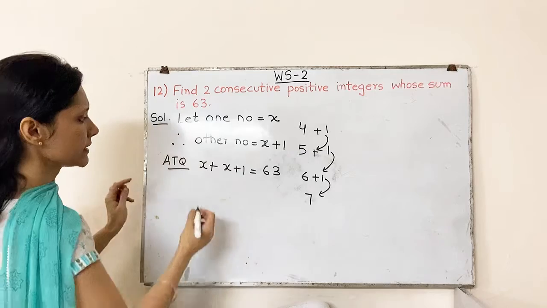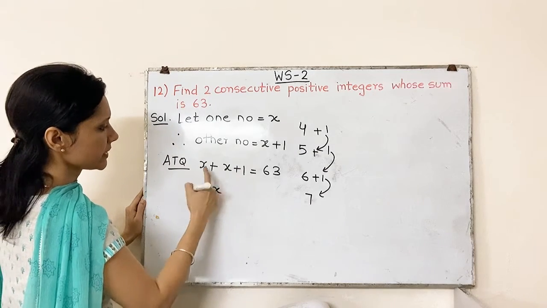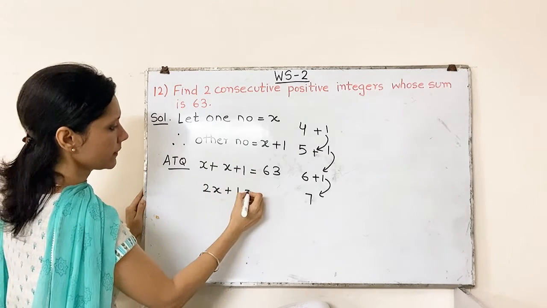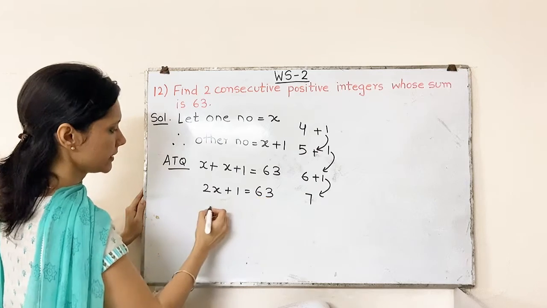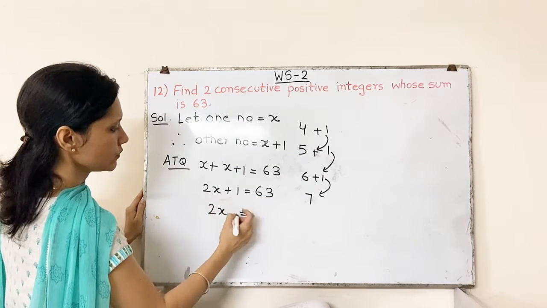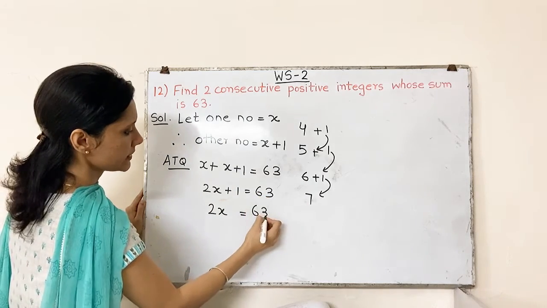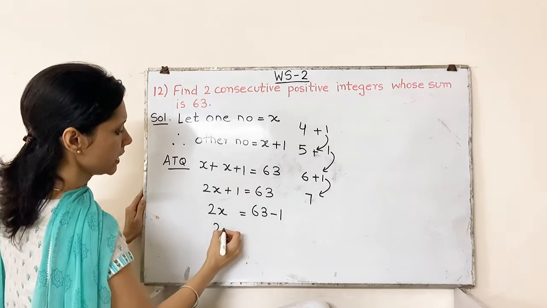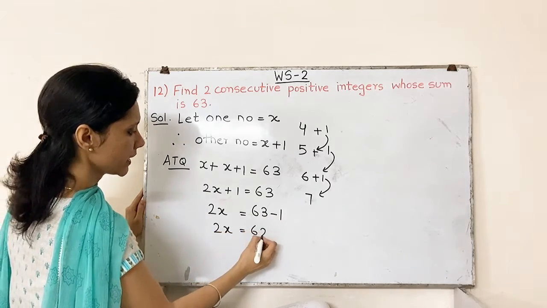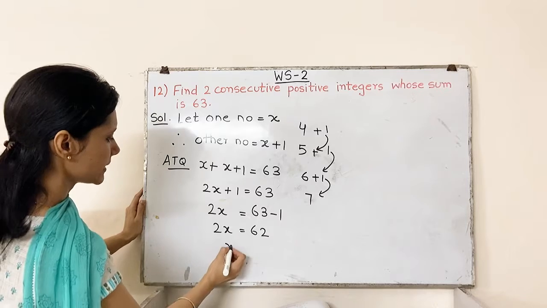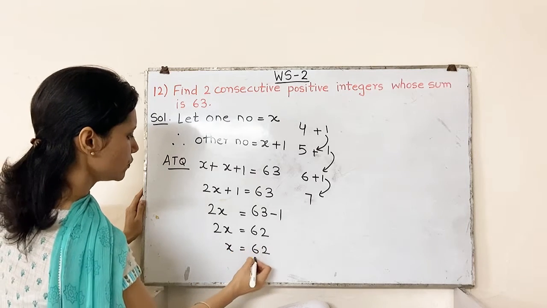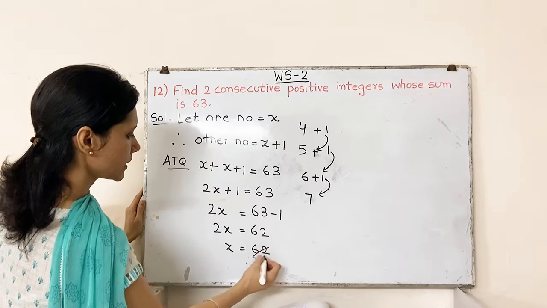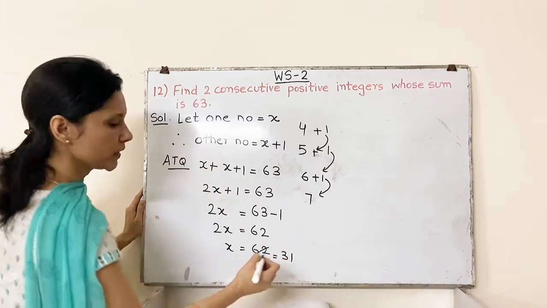Now let's solve this linear equation. x plus x would become 2x plus 1 is equal to 63. So 2x is equal to, let's transpose 1 to the other side, it would become minus 1. So 2x is equal to 62. So x is equal to 62 upon 2. Let's do the cutting. So this becomes 31.